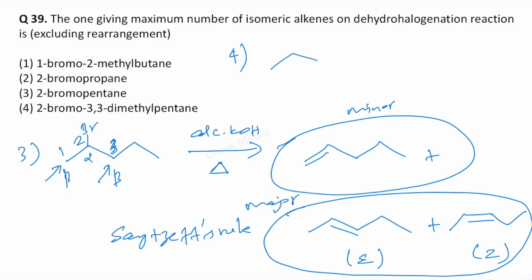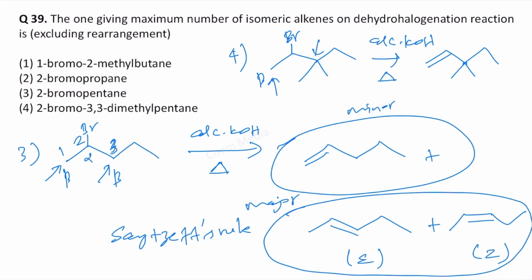Let's draw the pentane chain first, 1 2 3 4 5, 2 methyl groups at position 3 and 1 bromo substituent at position 2. So we have no beta hydrogens here, we have beta hydrogens only here, and this means we would get only one product here, and that is 3, 3 dimethyl pent-1-ene. When we heat with the alcoholic KOH, this is the only product that we can get. So this means that option 3 is the correct choice here.